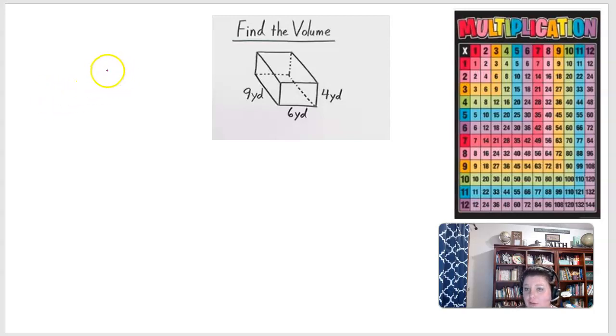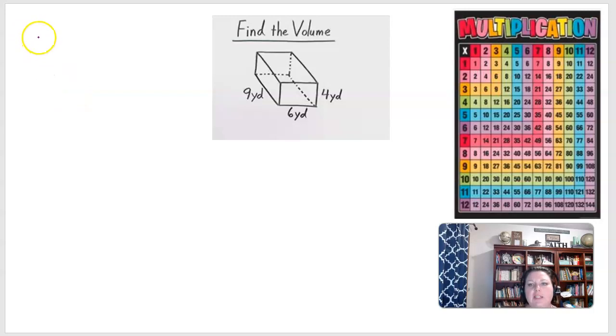Let's learn how to find the volume of a rectangular prism. So in order to find the volume, you need to have a formula that tells us what steps we need to do to find out how many cubes will fit on the inside of this rectangular prism. So there are two ways to find the volume.